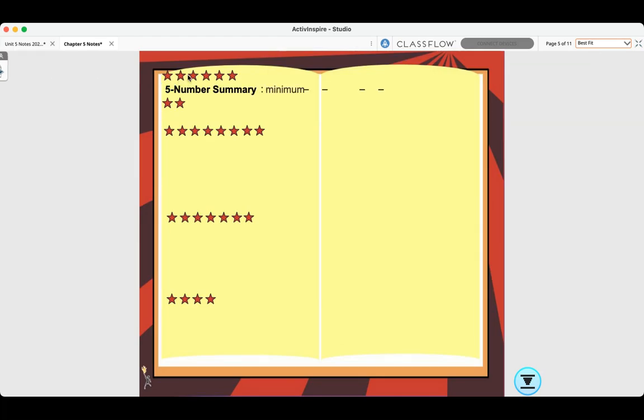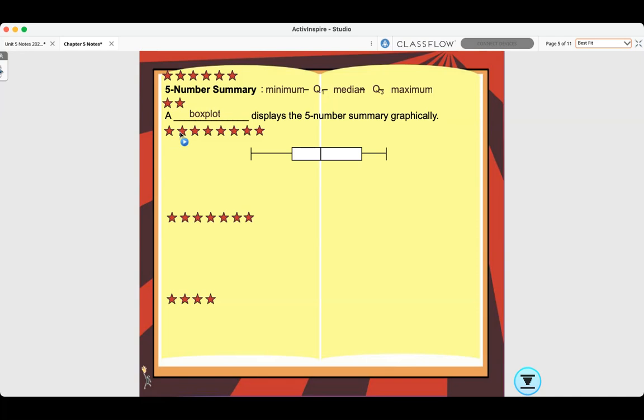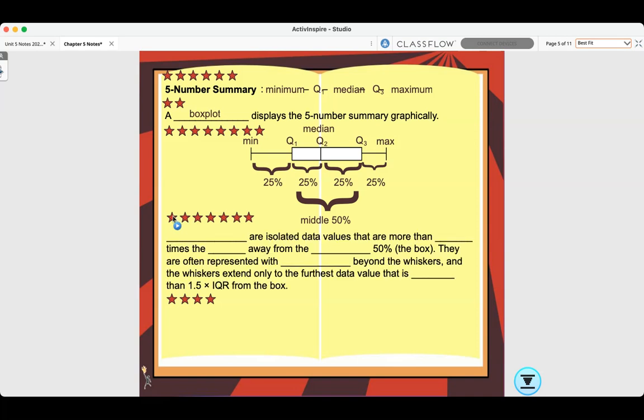Five-number summary. It's the minimum, Q1, median, Q3, and maximum. A box plot displays the five-number summary graphically. This is an example of a box plot. Here we have the minimum value, Q1, the median, Q2, Q3, and the maximum value. Each range of data is 25% of the data, and the box is the middle 50% of the data.